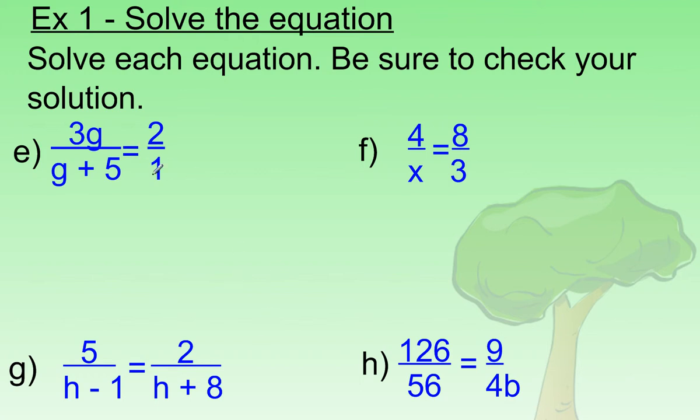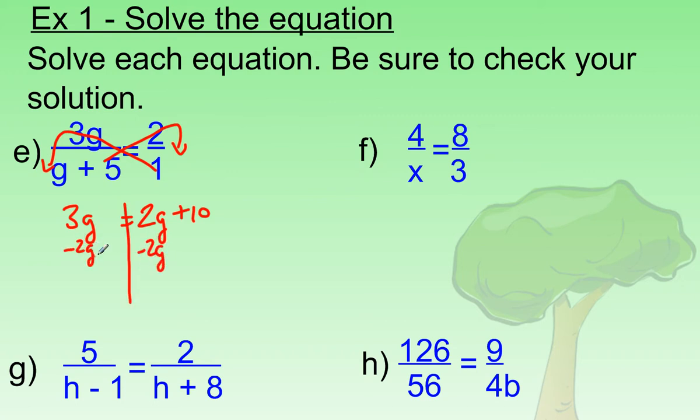Alright, here we go. So we're going to cross multiply. 1 times 3g is 3g. 2 times by g plus 5. See, 2 times g is 2g. 2 times 5 is 10. We have a little equation, variables on both sides. I'm going to get rid of the 2g. And that is actually going to be an easy equation because I'm going to get 1g equals 10.